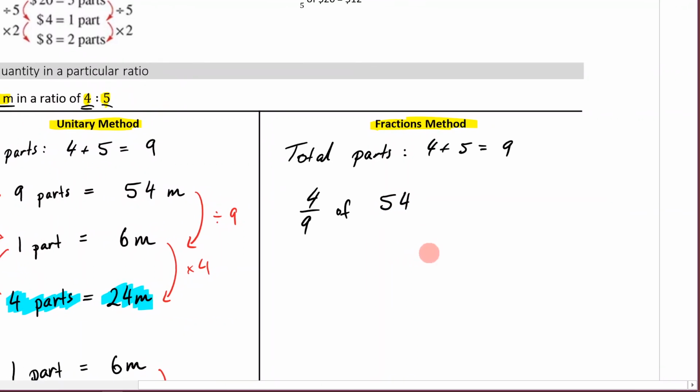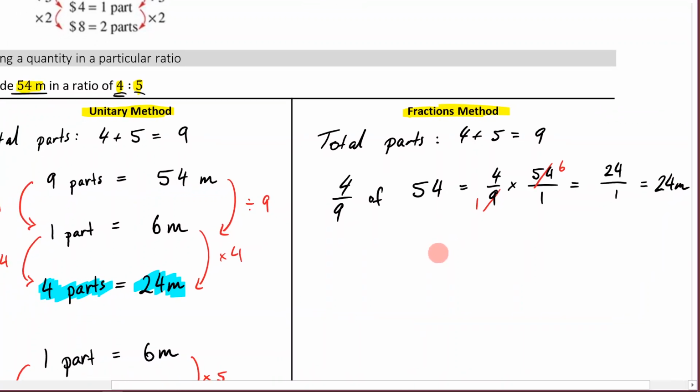And I know that that is the same as 4/9 times 54 on 1. So I'm just timesing fractions. I would then do some cancelling. 9 divided by 9 is 1. 54 divided by 9 is 6. So that means what I'm going to end up with here, remember I times my numerators, 24. I times my denominators, 1. So I'm going to get 24 meters here.